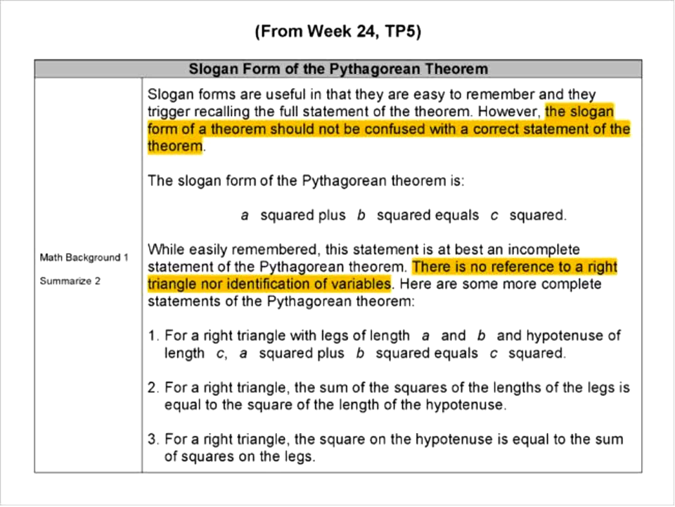But it's actually an incomplete statement of the actual theorem, because there's no reference to a right triangle, and it doesn't tell me which of the sides, a or b or c, are the length of the legs or the hypotenuse. So this math background gives you three alternative ways of stating the theorem. Please take the time to review them before you teach a lesson to your students. Okay.